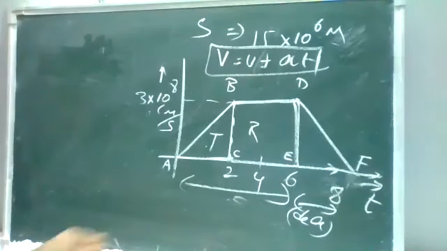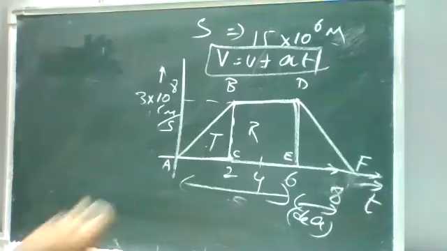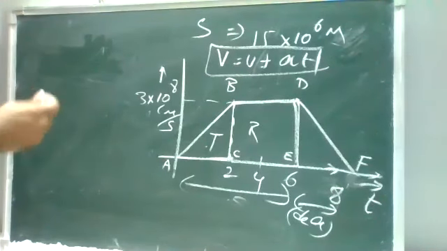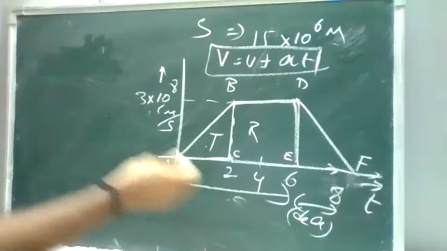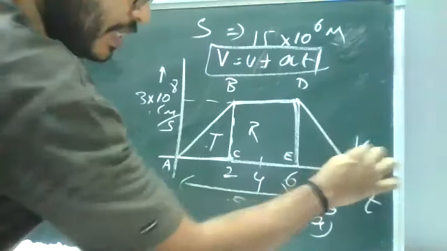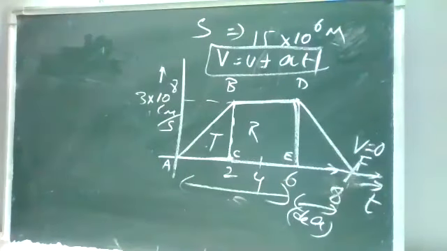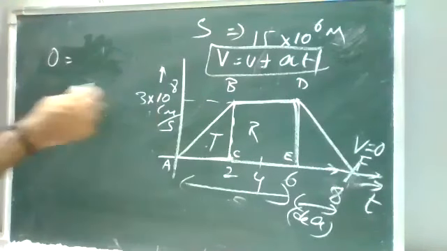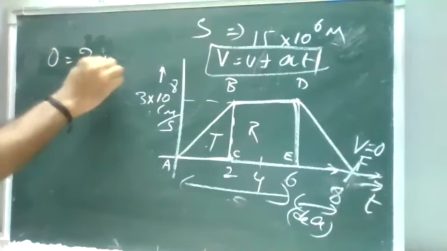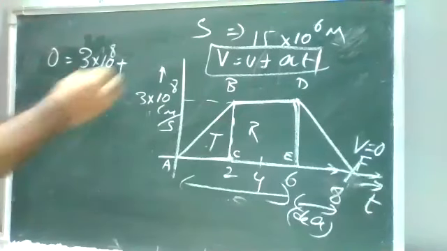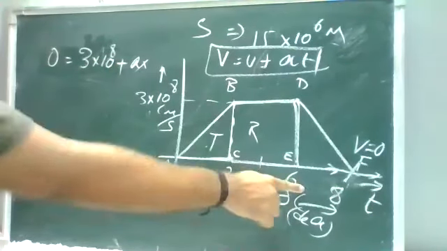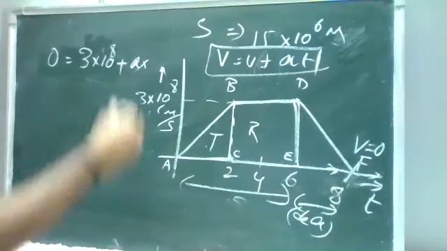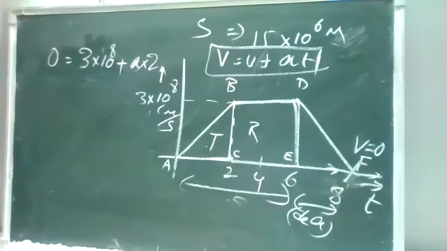Now we'll see this acceleration. To find the acceleration, V is equal to U plus AT. The final velocity, because it was reaching 0, is V equal to 0. So 0 is equal to the initial velocity, 3 into 10 power 8, plus acceleration and time period. The time period is the difference between 6 and 8, which is 2. Because it is a decreasing acceleration, we'll get minus.